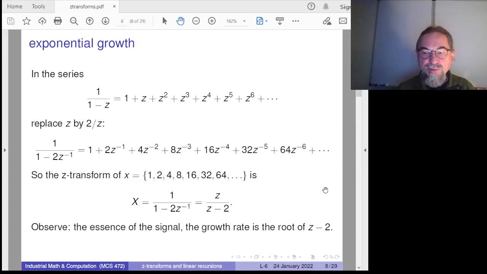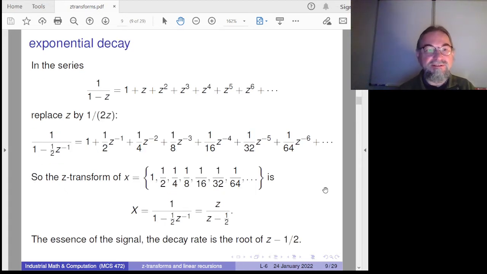And because this is so important, I have a second slide where we also capture exponential decay. So in our standard series, the 1 minus z, we replace z by 1 over 2z to get the z transform. And now you see that we get exponential decay, and the root of the denominator gives us the decay rate. So in every step in our signal, we cut the signal in half.